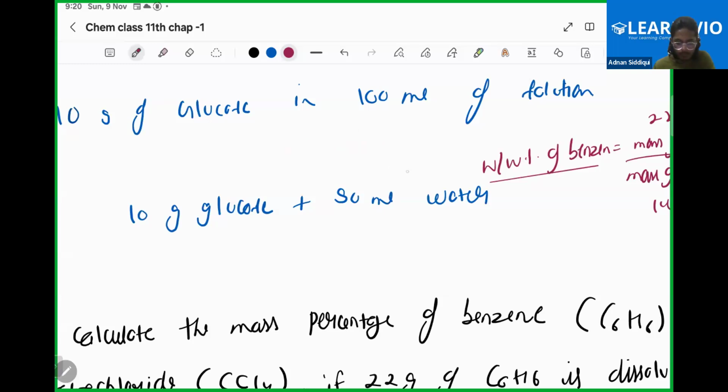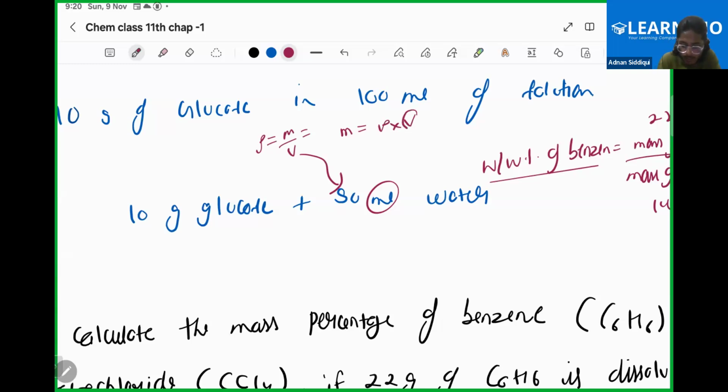Density is equal to mass by volume, right? So 10 by 90. Let's see. Here they have given you the volume, and you want to know the mass in grams.